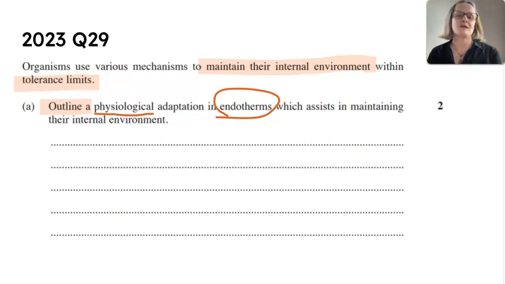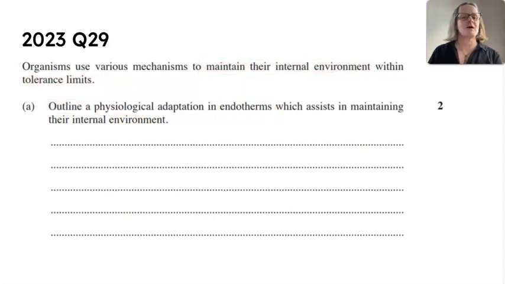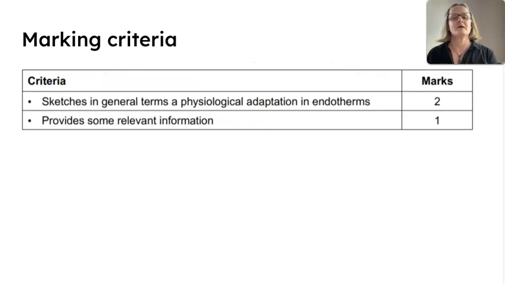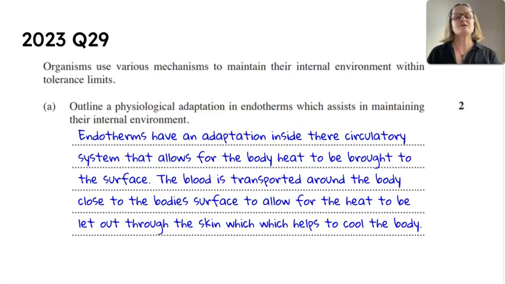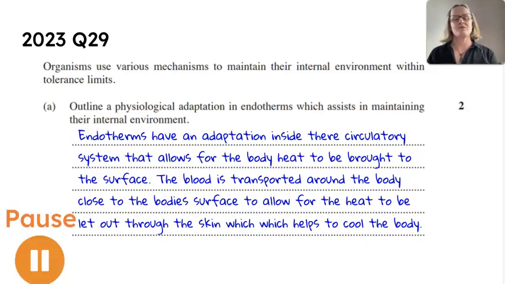And it's a good question, gives you lots of scope, so you can do pretty much what you like and what you can remember. So let's have a look at the marking criteria. Not very helpful, so we're just looking for sketching in general terms. So let's have a read of this student's response. Have a look at the marking criteria and see if you think they have attained 1 or 2 marks. So pause it and have a look.